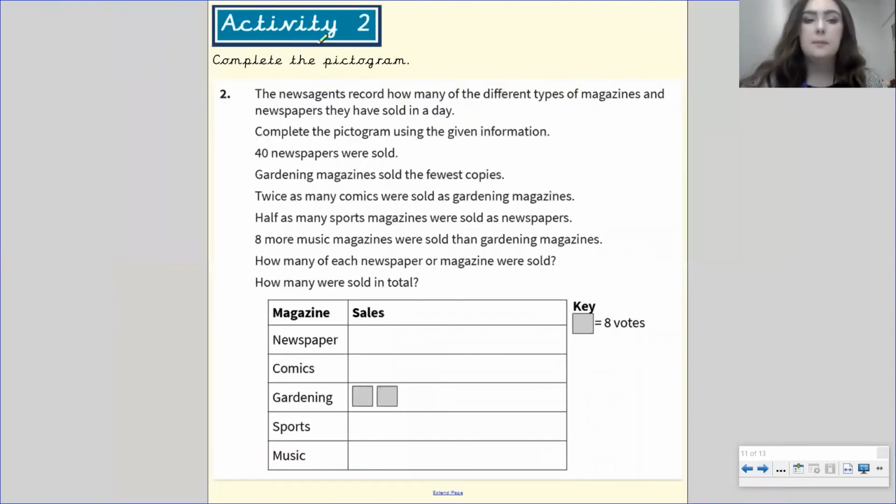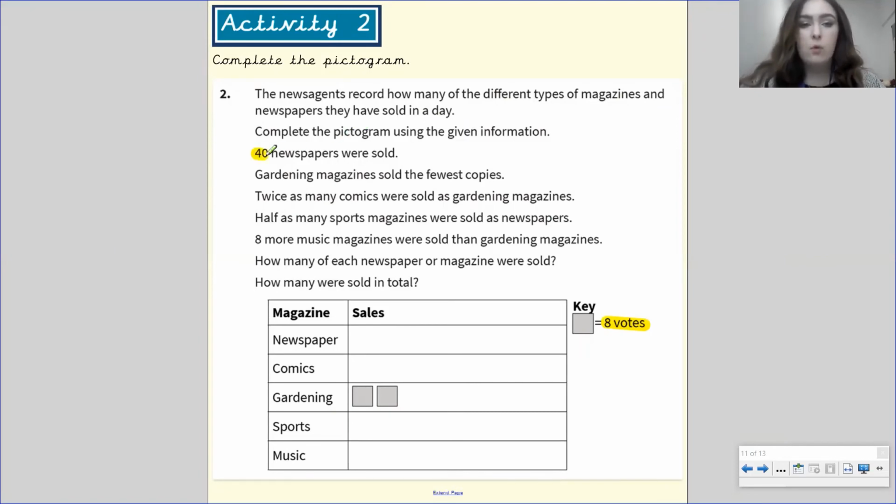Okay, activity number 2, you need to complete the pictogram. So again, look at the key. You know, for every square you see, it's worth 8 votes. So if you see half a square, what's it going to be worth? 4, well done. So the news agents record how many of the different types of magazines and newspapers they sold in a day. Complete the pictogram using the information given.